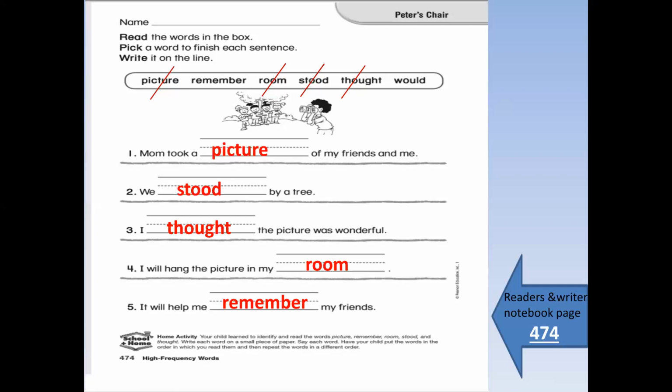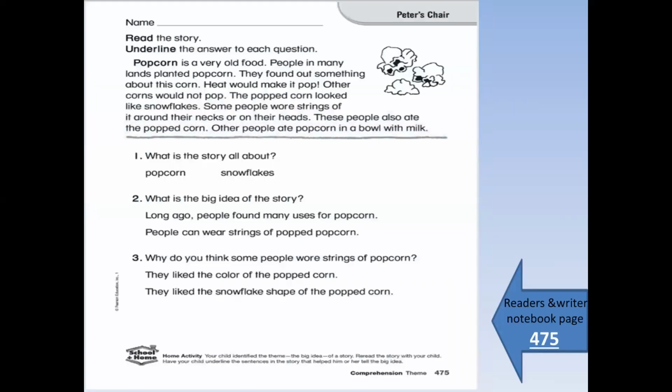Now take 1 minute and write it quickly. If you don't finish, no problem. I will send everything to your mom and you can complete it. Now, please, all of you, open page 475.